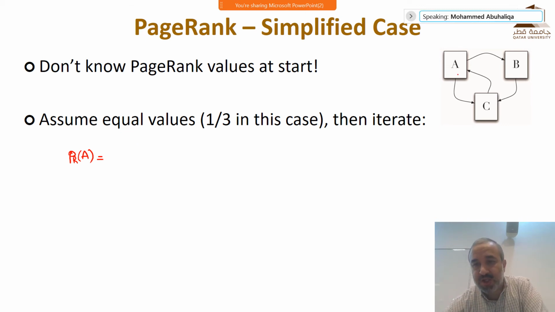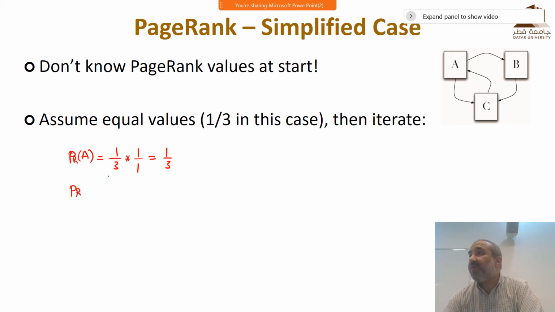So we are computing PageRank of A, right? Who points to A? C. How many links out of C? 1. So it will be 1 over 3 times 1 over 1, just to be clear. So that will be 1 over 3. Thanks, Muhammad.